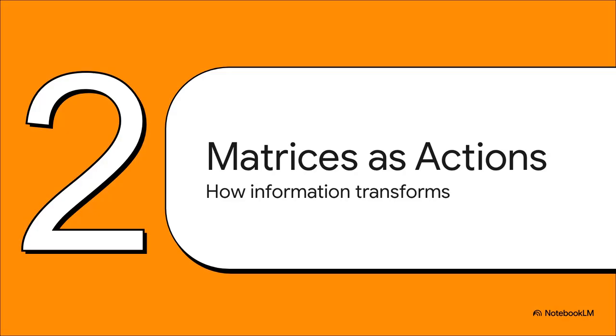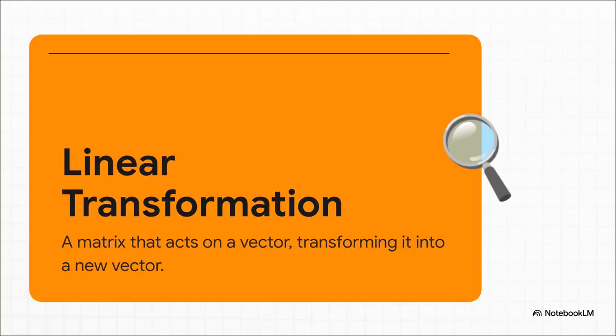Okay, so we've got our data all packaged up nicely inside a vector. But what good is that data just sitting there? We need to be able to do something with it. And this brings us to our second clue, how we can act on that information. For that, we need a special kind of action machine. And in linear algebra, we call that machine a matrix. So, just think of a matrix as a machine that performs an action.